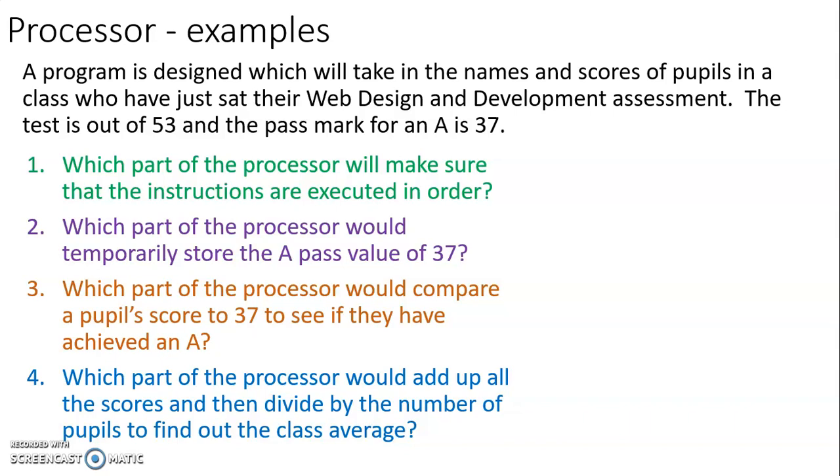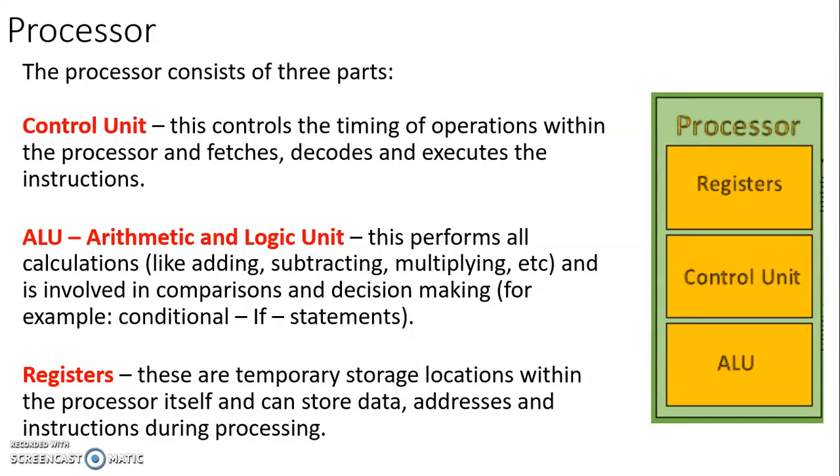If we have a look at number 1, which part of the processor will make sure that the instructions are executed in order? You should already be thinking it's only one of the three parts of the processor, so either control unit, ALU, or registers.